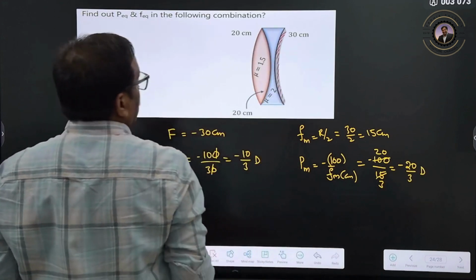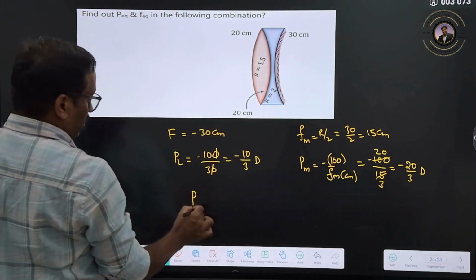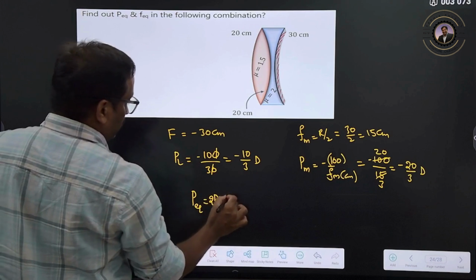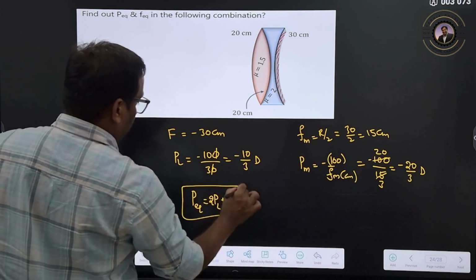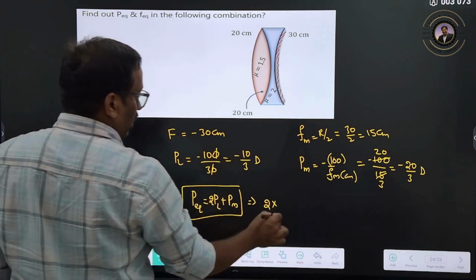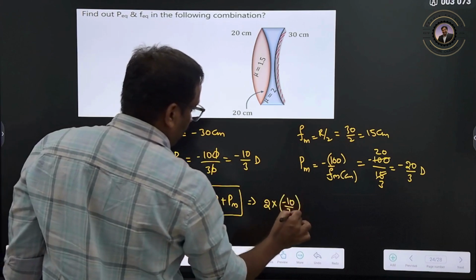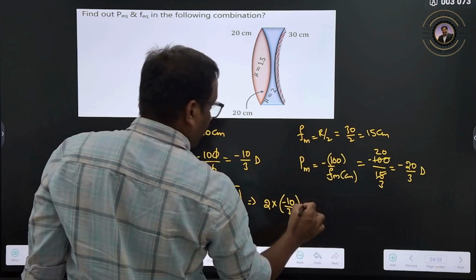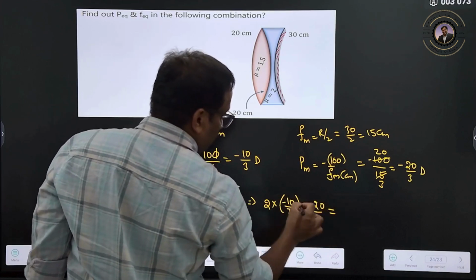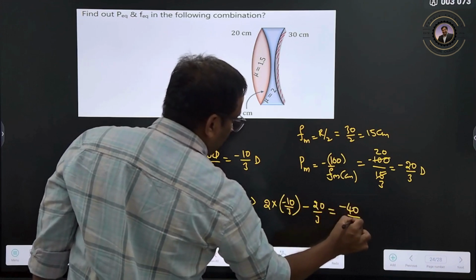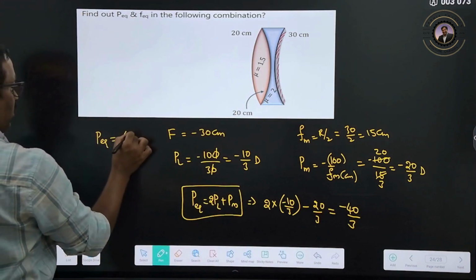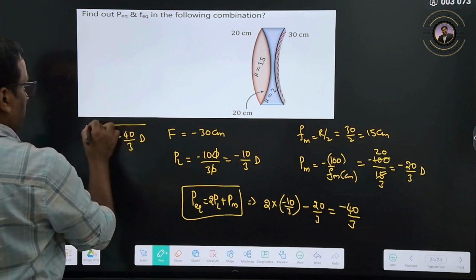diopter. So we can write power equivalent as 2 times the power of the lens plus power of the mirror. Clear? So that implies 2 times the power of the lens, minus 10 by 3, so minus 20 by 3, so therefore here minus 20 minus 40 by 3. So power equivalent I got as 40 by 3 diopter.